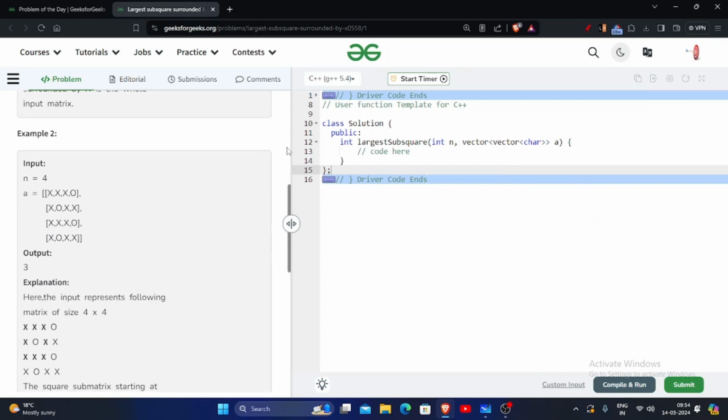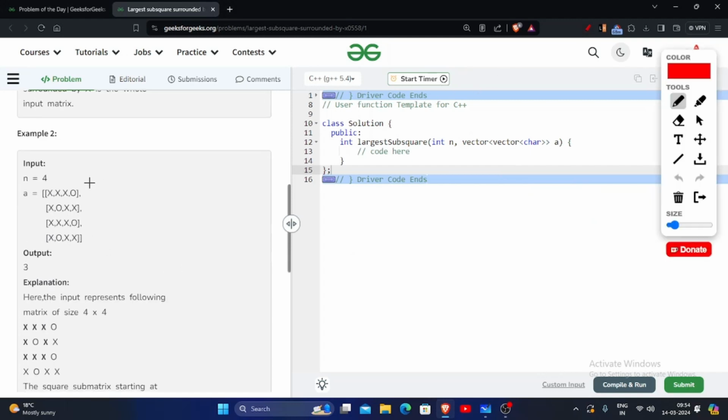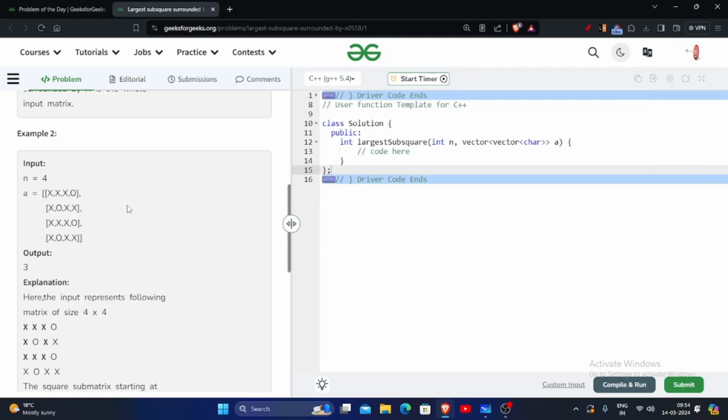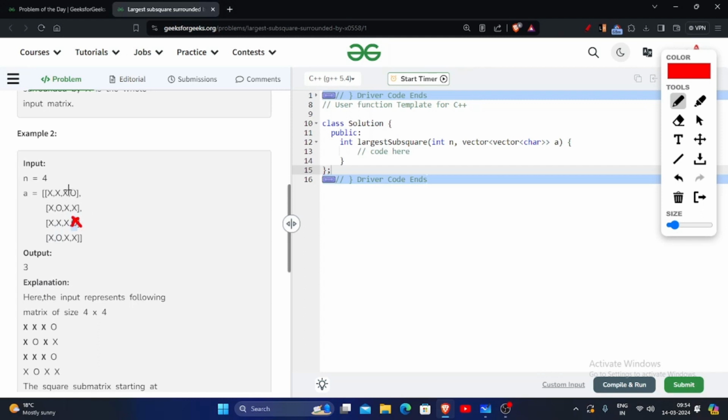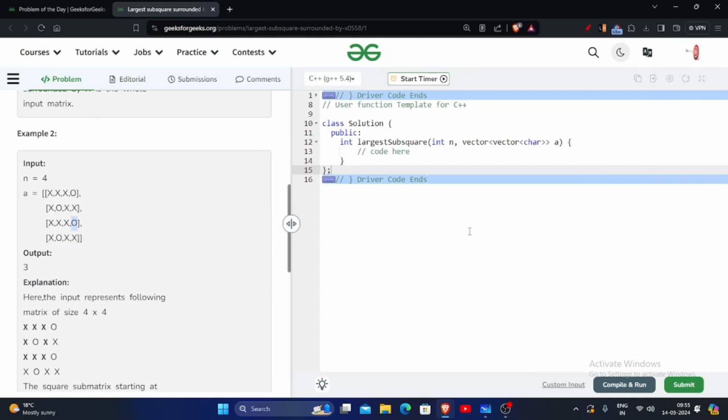Now, if we look at this case, can I take a 4 cross 4 grid? If I consider this 4 cross 4, this is not valid because this is 0, this is 0, and this is also 0. But it has to be X, it has to be X, and it has to be X. If that's the case, I would have taken this. We don't care what lies in between. We are looking for a boundary that contains all X. So 4 cross 4 is not possible here.